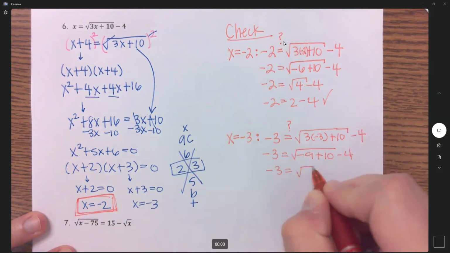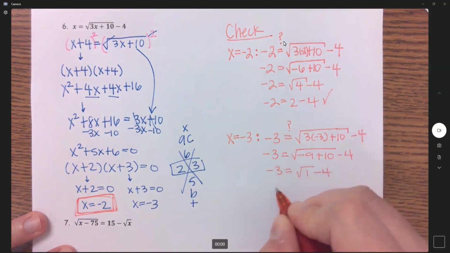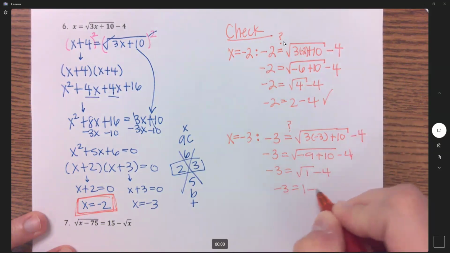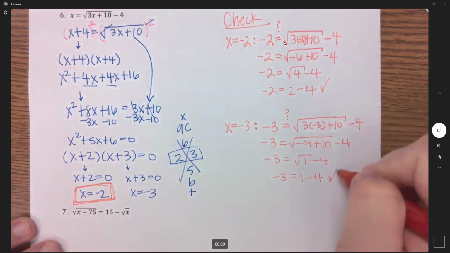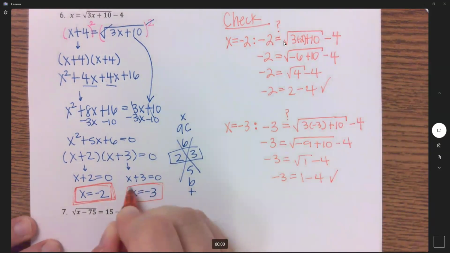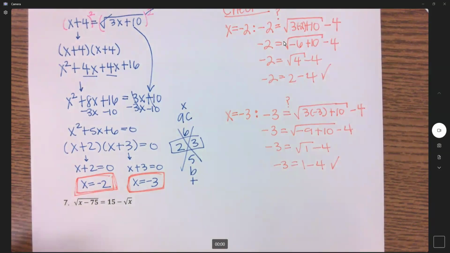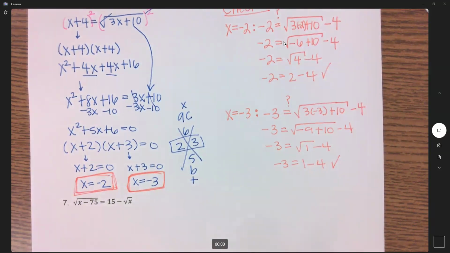Negative 9 plus 10 is 1. And the square root of 1 is 1. And what do you know? 1 minus 4 is negative 3. So here we have two solutions. So don't just throw that out because one worked. It's not a guarantee that one's extraneous and one's not.